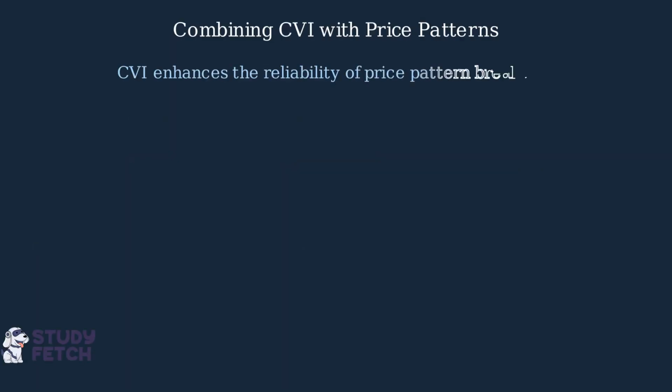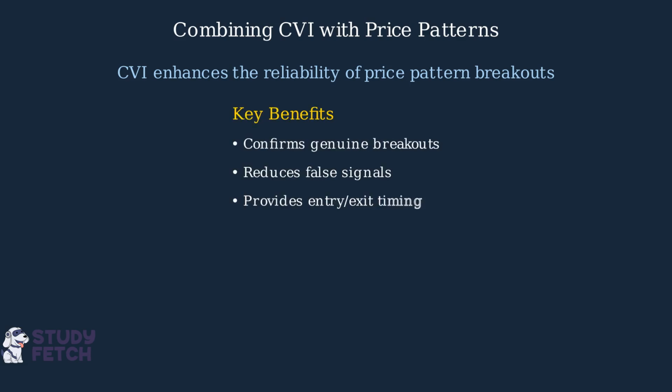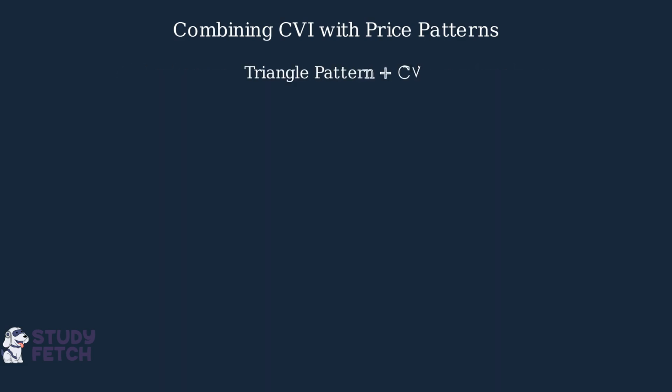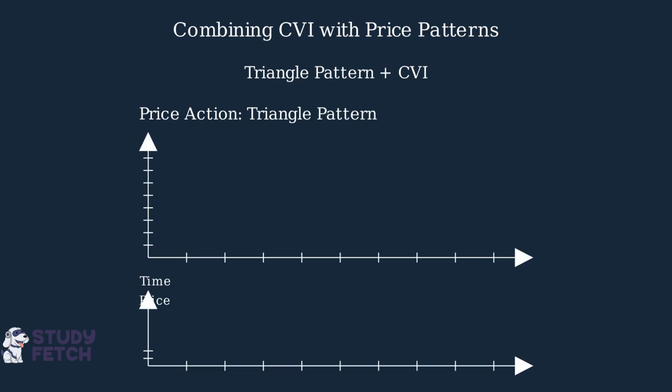Combining the Cumulative Volume Index with price patterns significantly improves trading decisions. Using CVI with price patterns offers three major benefits. It confirms genuine breakouts, reduces false signals, and helps time entries and exits more precisely. Triangle patterns are common consolidation formations. When combined with CVI analysis, we can better predict which breakouts will succeed.